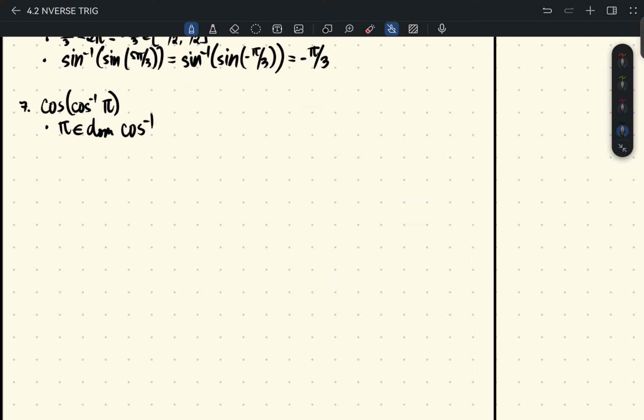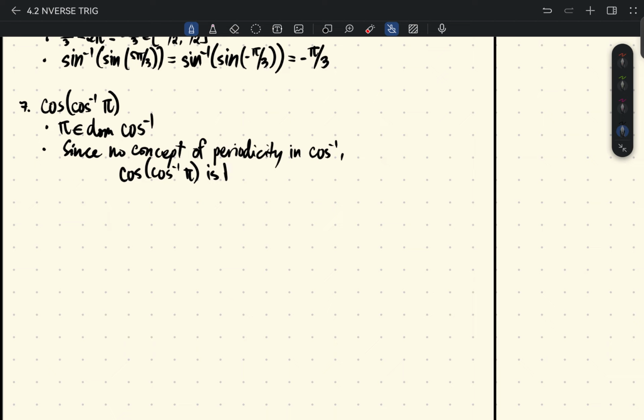And since there is no concept of periodicity in cosine inverse, we cannot really do anything about this anymore. So our conclusion is that the cosine of cosine inverse of pi is not defined. So why is it not defined? Simply because pi is not inside the domain of your cosine inverse.